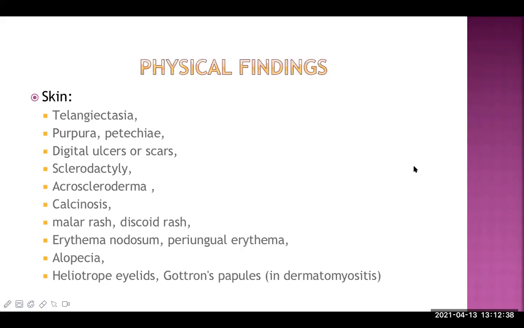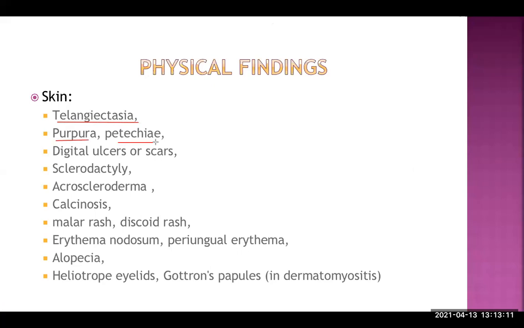Now, after going through all these symptoms that the patient can present with, let's talk about some important physical findings in connective tissue disorder. I have collected some pictures for this as well. Telangiectasia is one of the important skin findings in connective tissue disorder. Telangiectasia means dilated superficial blood vessels, which are quite common there.